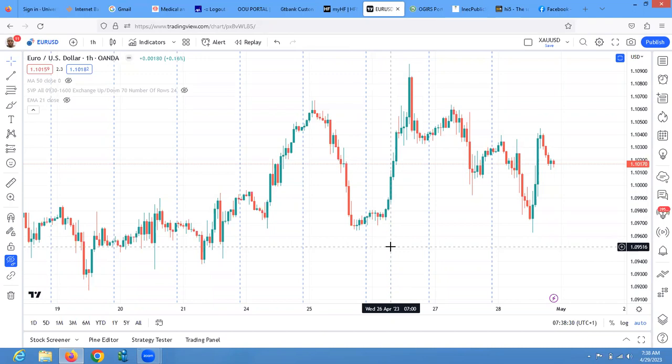If you have observed me closely, I've stuck to one pair. And really, if you want to do well in this business, you don't have to master more than one or two pairs.